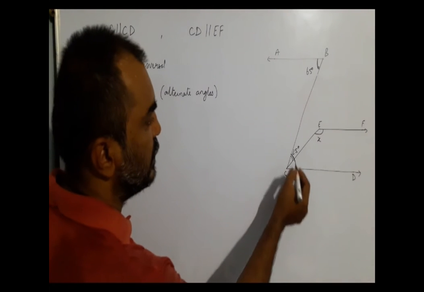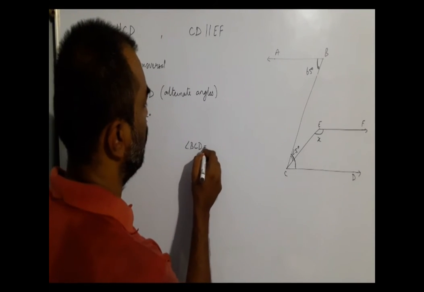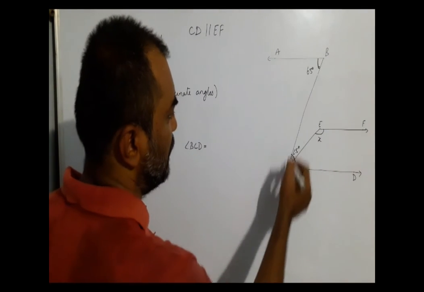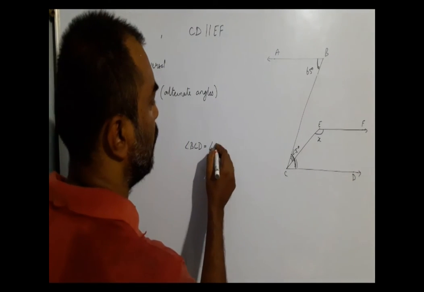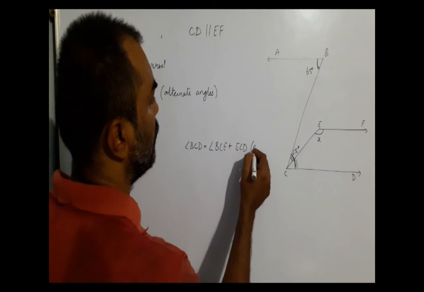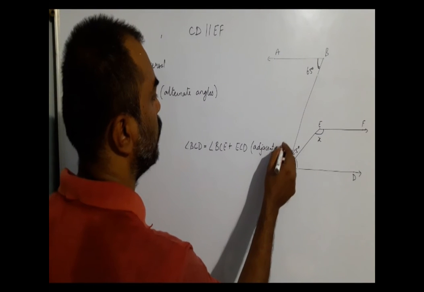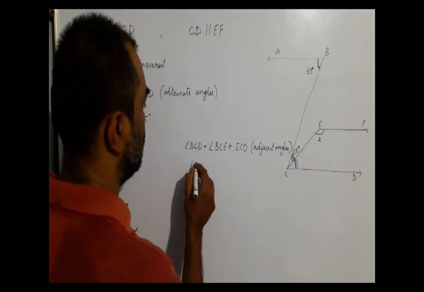The whole angle BCD is 65. Now, the whole angle BCD is made up of two angles, BCE and ECD. So BCD is angle BCE plus ECD, they are adjacent angles. So when you add up adjacent angles, you get the whole angle.